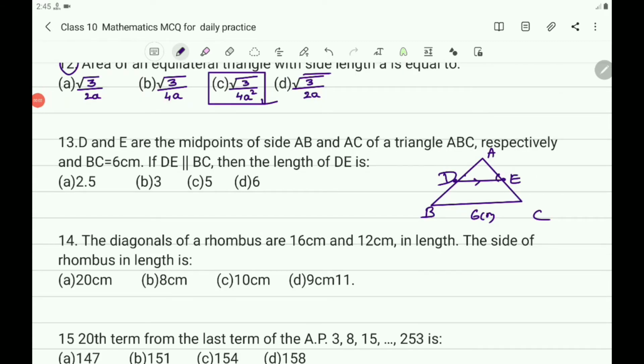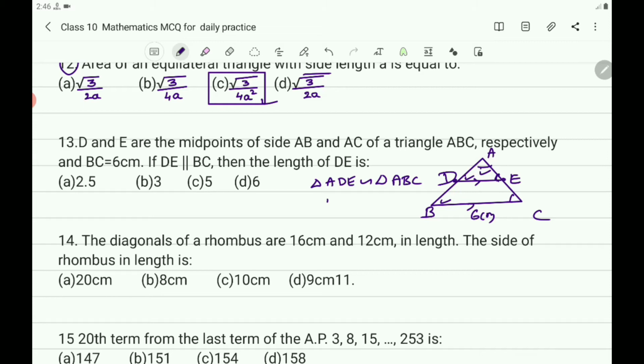As DE is parallel to BC, you know that these two angles are equal. They are the corresponding angles. Again, these two angles are equal. They are the corresponding angles. So triangle ADE is similar to triangle ABC as they are equiangular triangles. Corresponding angles are equal, and the common angle is also there.